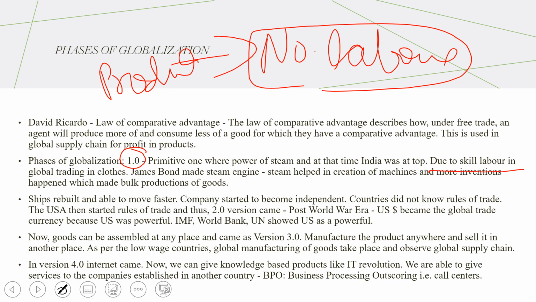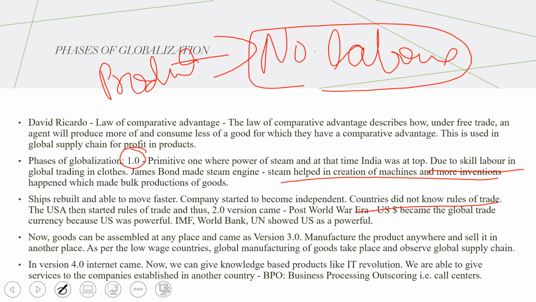So due to skilled labor, there was global trading in clothes. Then came James Watt, who made the steam engine. The steam engine helped in the creation of machines, and more inventions happened which made bulk production of goods possible. Ships started to become faster, and companies became independent. Countries did not have to settle their companies in other nations. They can go by ship, buy the resources, and come back to their home nation.